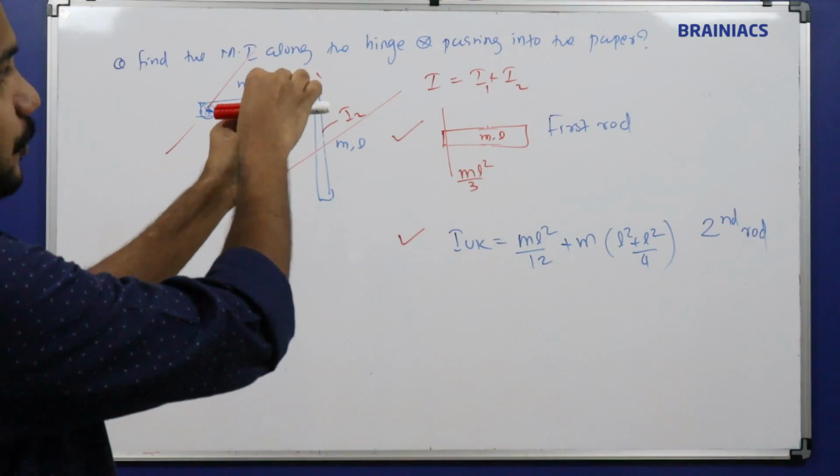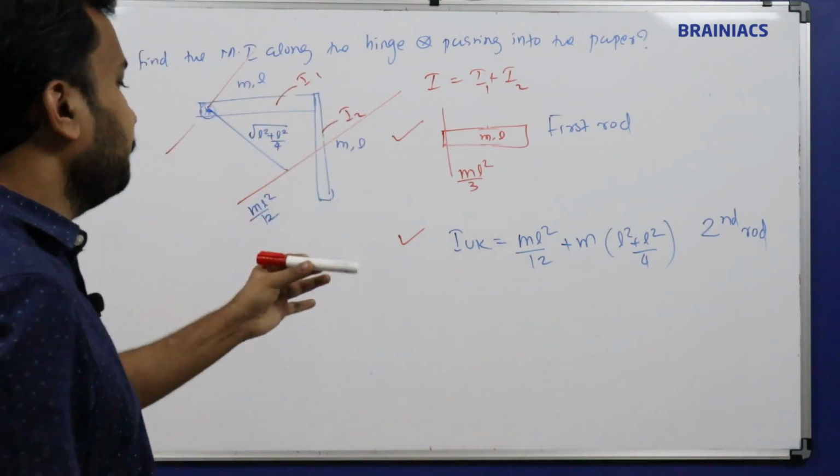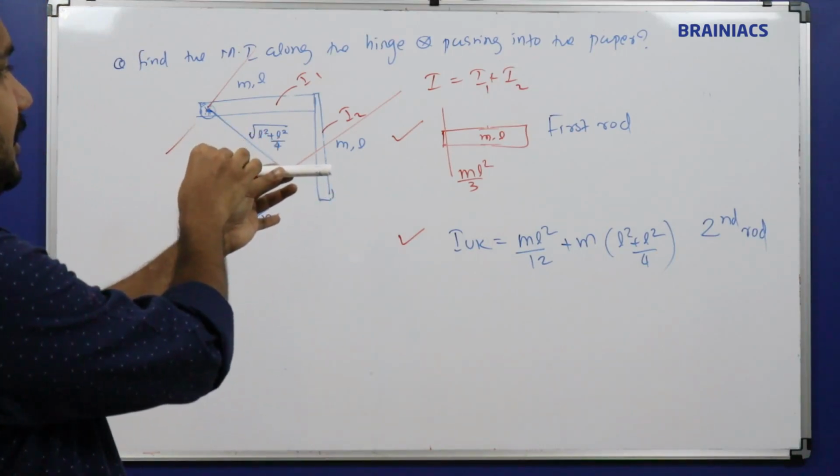So the first road is ml square by 12, and this is ml square by 3. This is already written there. For the second road, we need one axis.